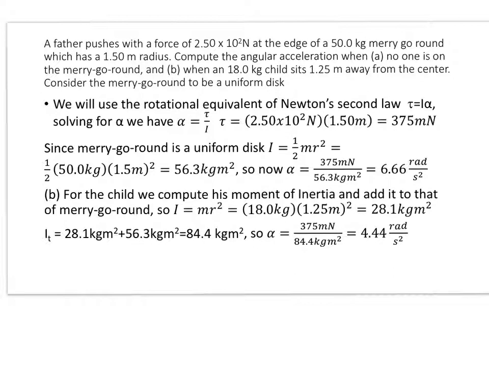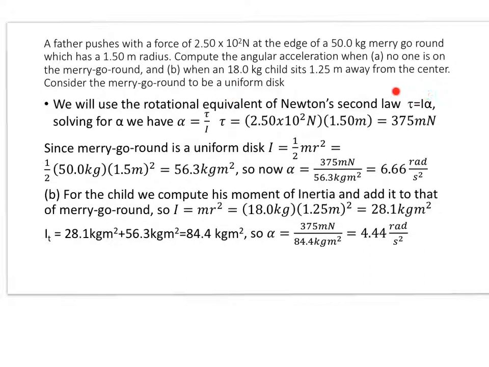Here's an example of a problem that deals with the rotational equivalent of Newton's second law. We've got a father pushing with a force of 2.5 times 10 to the 2 newtons on the edge of a 50-kilogram merry-go-round, which has got a 1.5 meter radius. We want to compute the angular acceleration first when no one is on the merry-go-round, and then when an 18-kilogram child sits 1.25 meters away from the center. We're going to consider the merry-go-round to be a uniform disk.